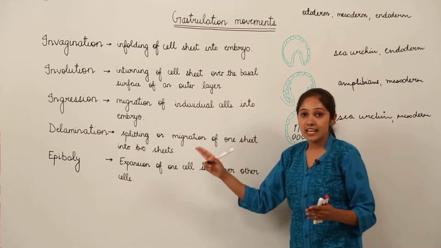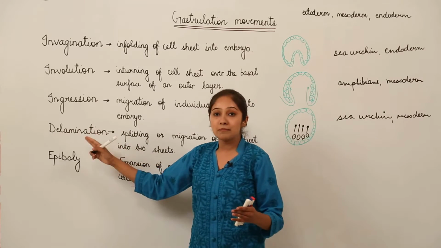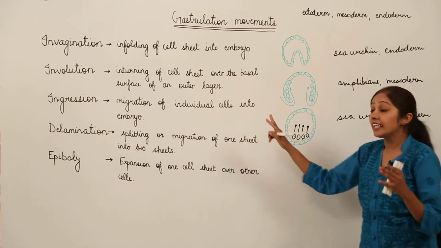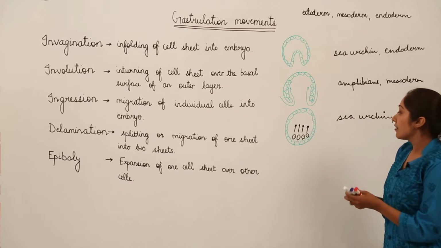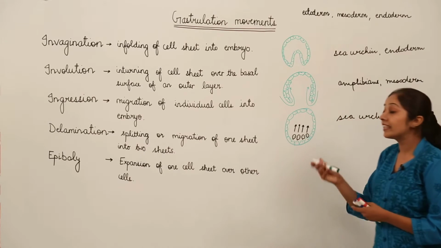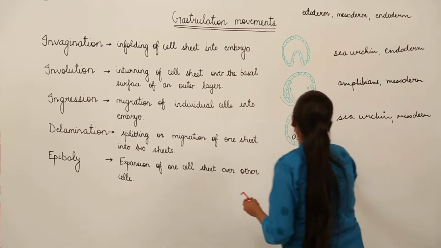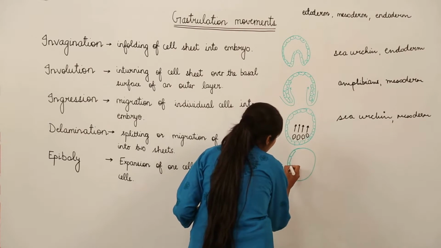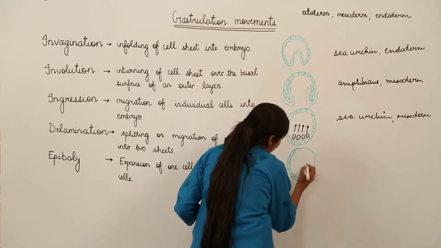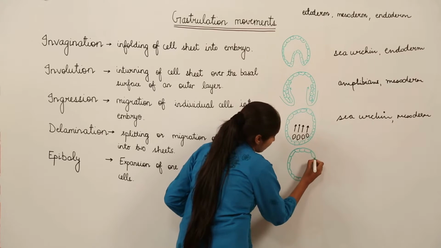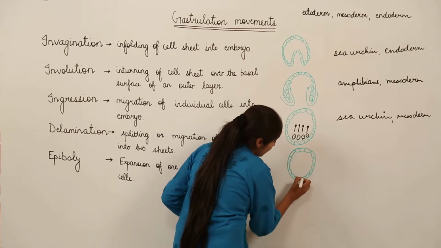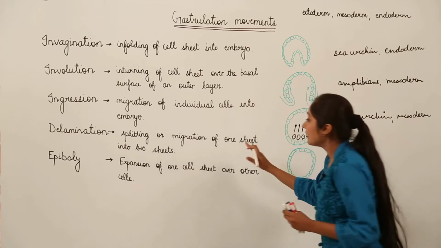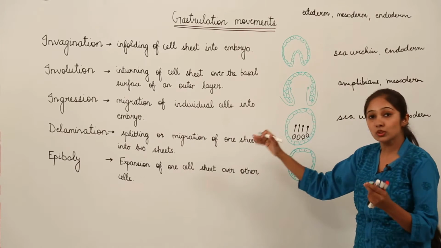Next we move on to the next type of gastrulation movement, that is delamination. What is it? Delamination is splitting or migration of one sheet into two sheets. So let's see, when I draw, you'll have a clearer idea of what delamination is. Let's draw this delamination. So in this case, we have cells, and there are many cells obviously. So what is actually this conveying? Splitting or migration of one sheet into two sheets.